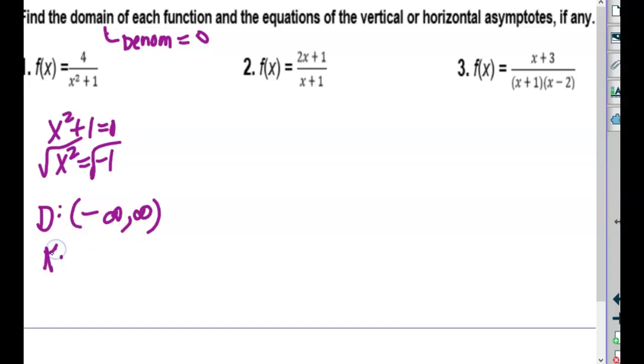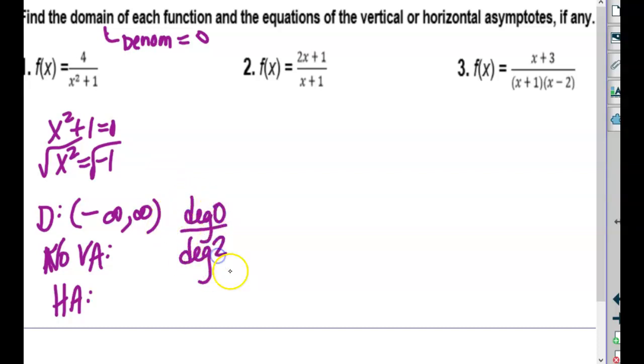Why is my pen doing funkiness? No vertical asymptotes, okay? What about the horizontal or end behavior function? What's the degree of the top, guys? How many powers of x are up there? 0. It is degree 0 over degree what? 2. What is that called? Bottom heavy. And a bottom heavy will always be y equals 0. That's all they wanted for this, right?